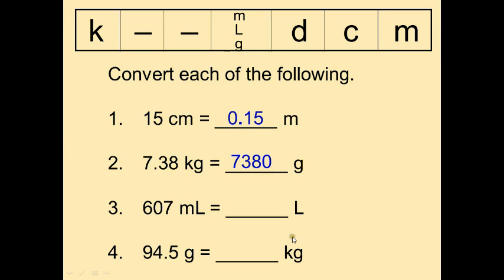And you have 607 milliliters, and you want to get to liters. You first find the milli spot, which is over here, and move until you get to liters. So you move the decimal one, two, three spaces to the left, and you get 0.607 liters. And same thing with the last one, 94.5 grams. You want to move it to kilograms, so grams to kilograms is one, two, three spaces to the left. You move the decimal place three spaces to the left, and you get 0.0945 kilograms.